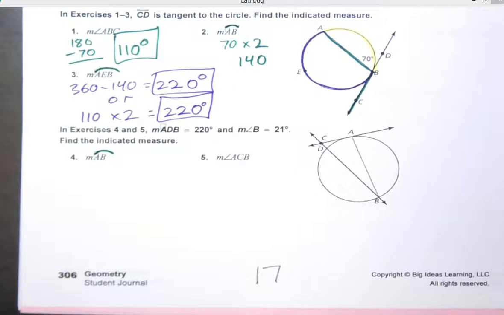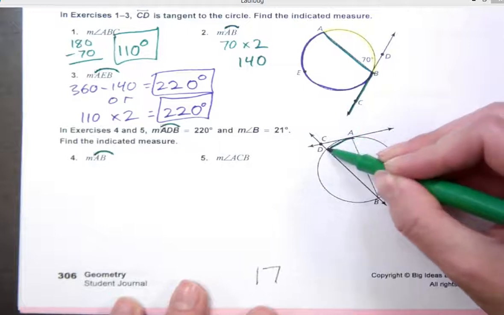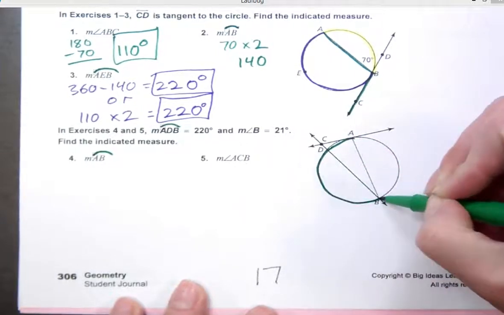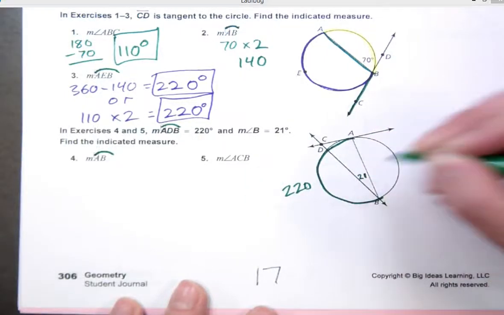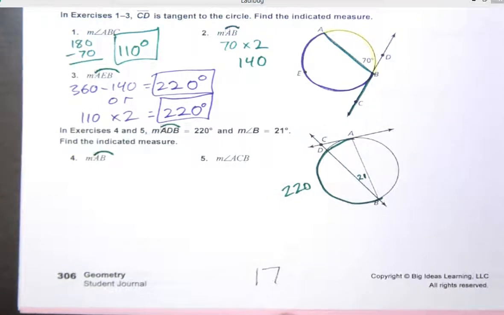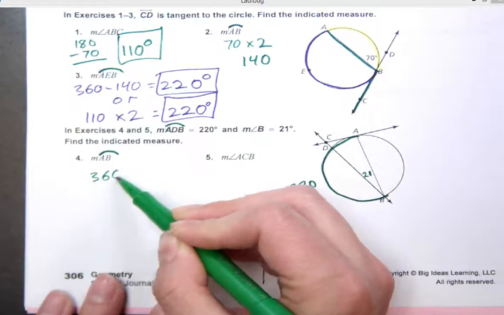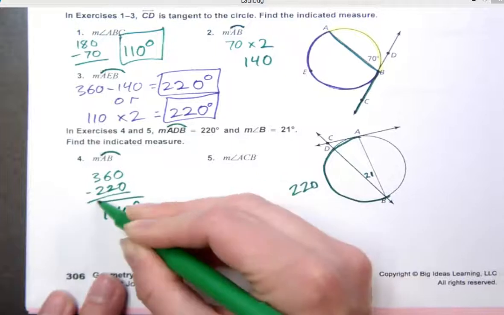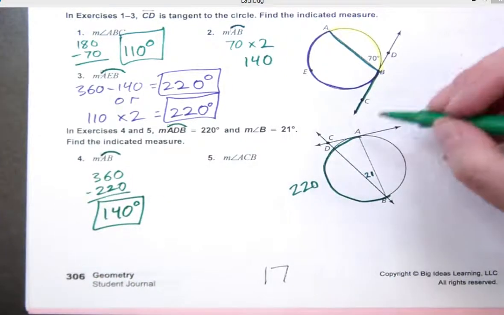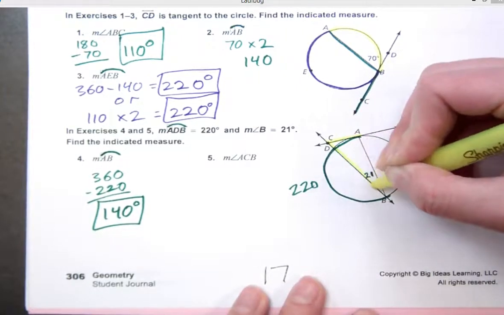Do we need to do some labeling first? Yes. So ADB is our major arc. Measure is 220. And then angle B equals 21. ADB is 220. How do we find AB? So 360 minus 220 gives me 140. Alright, ACB, so it's now asking us to find this angle here.